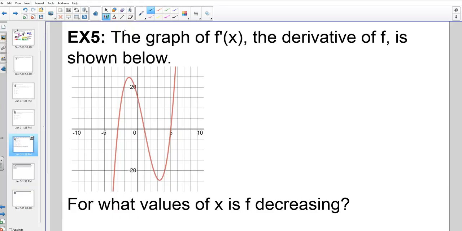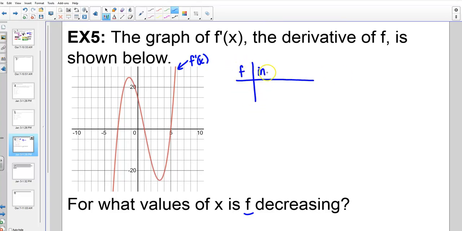Now, here's what you got to be very, very careful about. This is not the graph of f. What is this the graph of? This is f prime of x. But what are they asking us about? f.